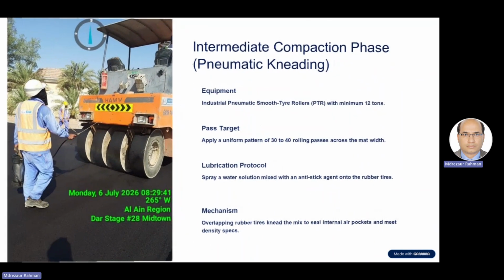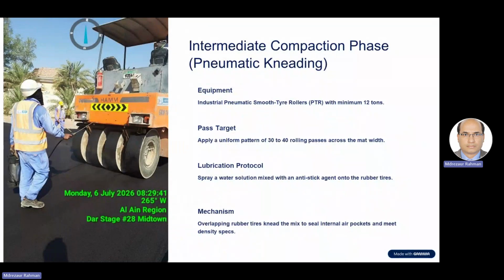The first one is by roller drum, the breakdown compaction. The second one is called intermediate compaction. This should be by PTR. You see the photo? It's PTR. This equipment must be calibrated and minimum should be 12 tons as per specification. However, at site, I believe it is more.